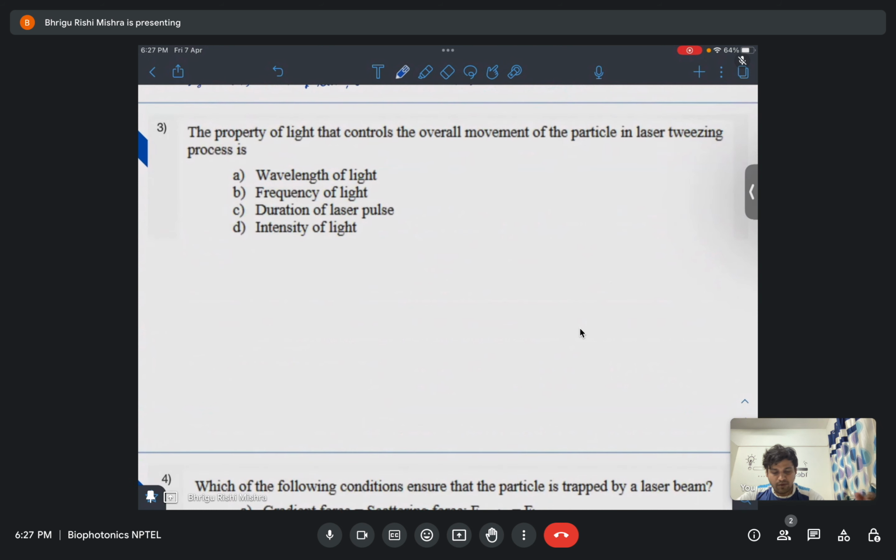Question 3. The property of light that controls the overall movement of the particle in laser tweezing process is: wavelength of light, frequency of light, duration of laser pulse, intensity of light. So for the optical tweezing, as we discussed, higher the number of photons, higher the forces. Number of photons in a certain time interval is nothing but the intensity of light. So the correct option is D, intensity of light.